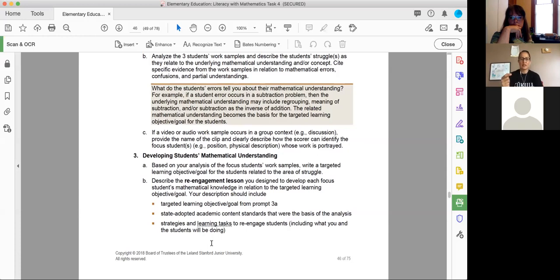So the lesson learning objective is, these are the state standards that it aligns with, and these are the strategies that I'm going to implement. The students are going to work in small groups, they're going to work with manipulatives, or whatever it is they're going to do, right? It should all align to your new learning objective. And again, it shouldn't be exactly the same lesson plan or the same thing that you did in the lesson plan where they had issues. You want to think about ways to re-engage the students in those concepts and procedures.